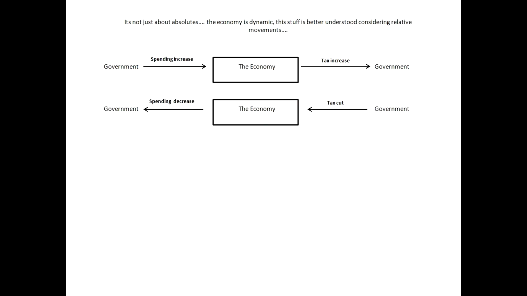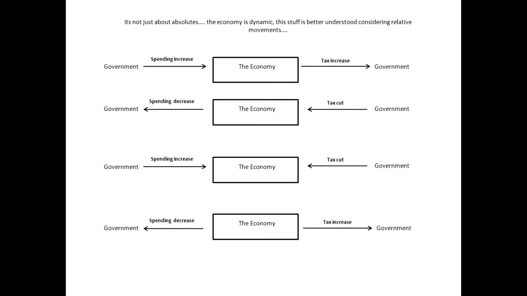Anyway, there's two more combinations to look at. We've got the one where we have a government spending increase and a tax cut at the same time. Both of those put money into the economy. And the last combination is where you have a spending decrease by the government and you have a tax increase by them also, and both of those take money out of the economy.